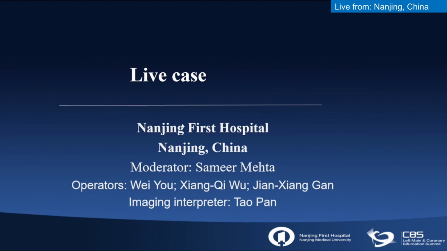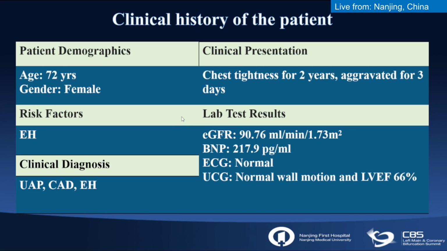Next, I'd like to invite Dr. Wu Xiangqi to give you a case introduction today. Dr. Wu, please. Good noon, honorary expert. It's my pleasure to show the patient information. Patient, 72 years old, female, chest tightness for 2 years, aggravated for 3 days, risk factor essential hypertension. Lab test results show normal EGFR, high BNP, normal ECG, and normal UCG. Left ventricular ejection fraction is 66%. We diagnose this patient with unstable angina pectoris, coronary arteritis, essential hypertension. Next.